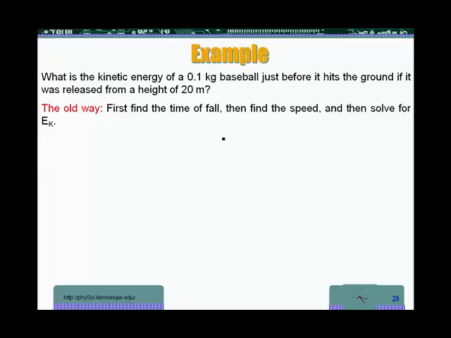To find the velocity, we can use the equation Vf squared minus Vi squared is equal to 2AD. We know a is minus 10 meters per second squared, d is minus 20 meters, going down 20 meters. Vi is 0, so we solve for Vf. And then for kinetic energy, Ek is 1/2 m Vf squared. So we solve for Vf squared and plug it in there. Okay, and that's an easy way.